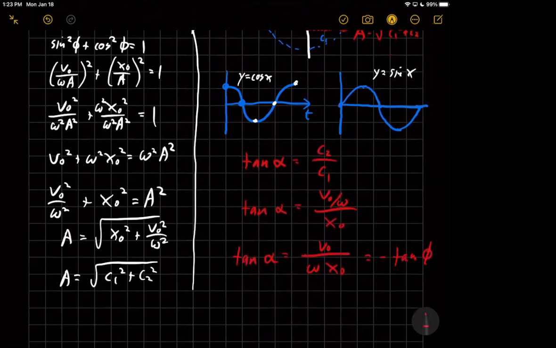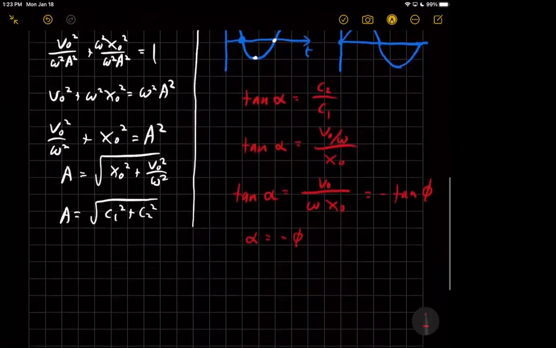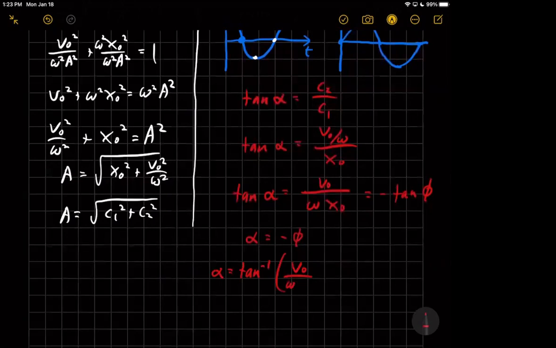All right. So what does this mean? This means that the angle alpha in this is exactly the opposite of the angle phi that would be in the other equation. So we could say that alpha is the inverse tangent of V naught over omega X naught. We could find alpha, and then phi would just be the opposite of that in order to get the two equations to correspond to one another.